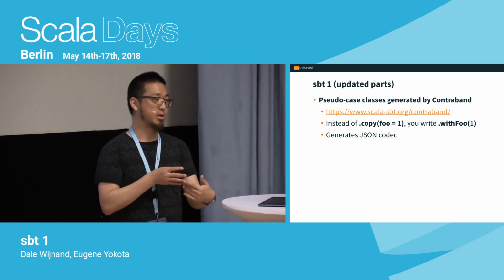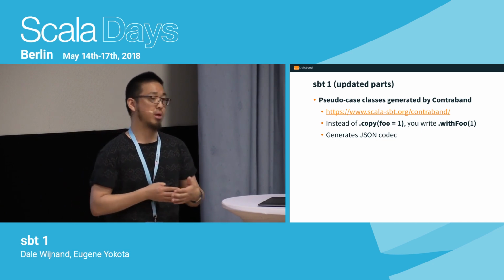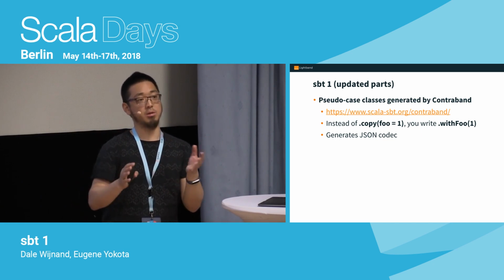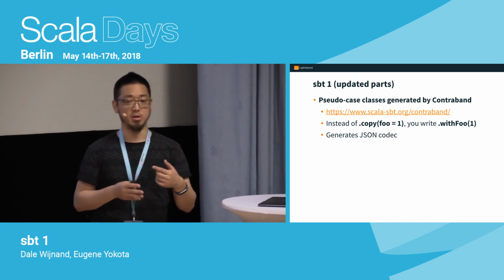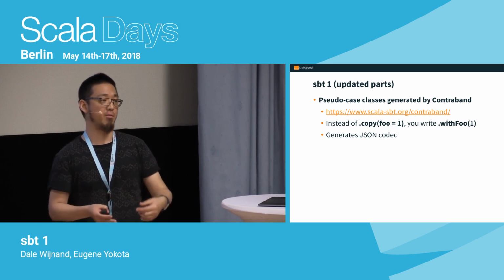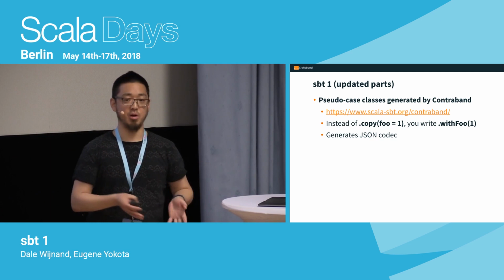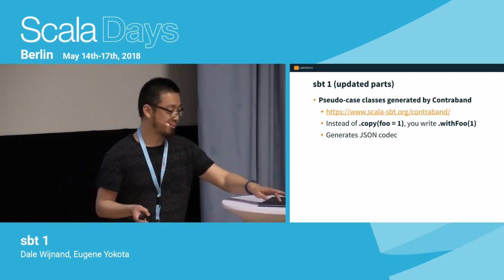So this allows us to essentially add a new field without breaking binary compatibility, because copy and unapply are really difficult. It's basically impossible to keep binary compatibility if you have unapply and copy. And conveniently, it also generates the JSON codec for us.